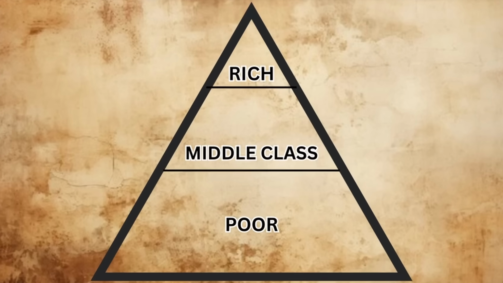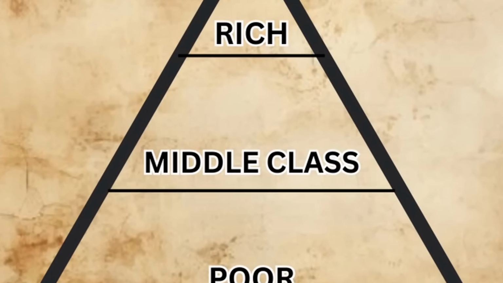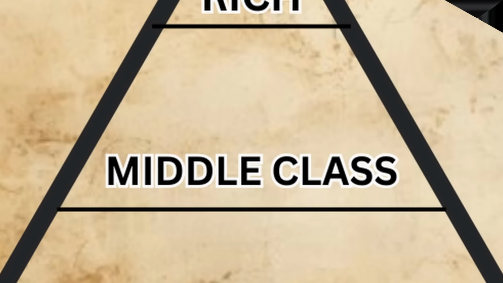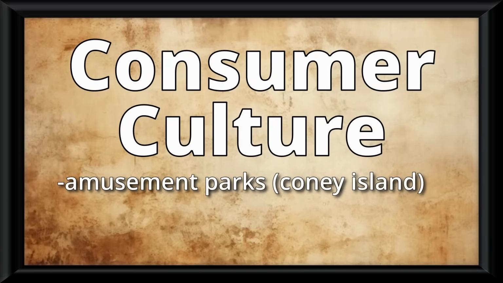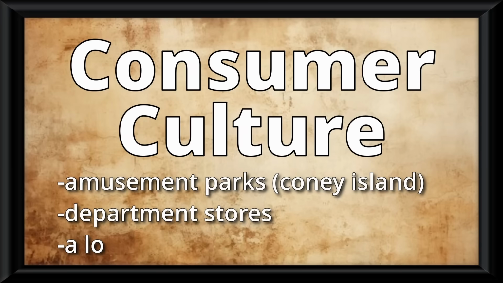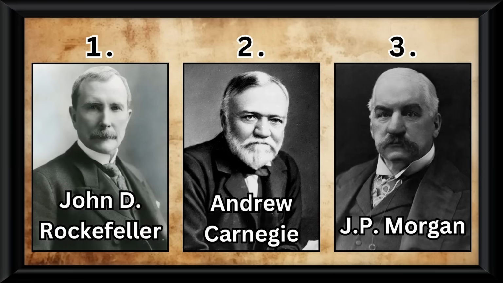And also, since there's now actually a decent amount of people in the middle class with disposable income and leisure time, the first modern consumer culture develops. Things like amusement parks such as Coney Island, or maybe department stores, or a plethora of other things. Also, let's talk about the rich really quickly.